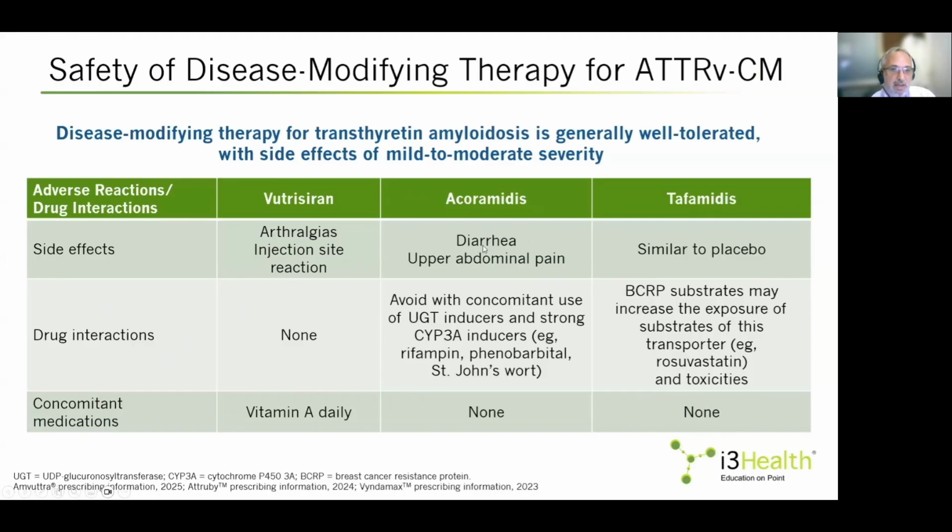Acoramidis in the package label had diarrhea and some increased abdominal pain noted, slightly more than placebo, pretty minimal. There was no known concomitant medicines, and you have to avoid concomitant use with these kinds of agents because they can affect the drug levels. And vutrisiran has sometimes a little arthralgias, some very rare injection site reactions, just an alcohol swab and a sub-Q injection. There are no known drug interactions, but because you're silencing TTR, you have no way to transport vitamin A. You have to take a vitamin A supplement, standard recommended daily allowance, 950 micrograms or 3,000 international units a day.